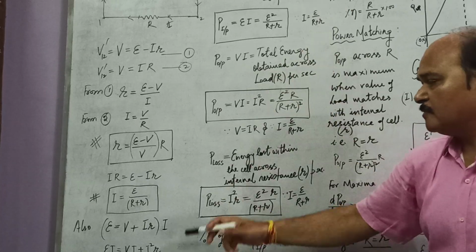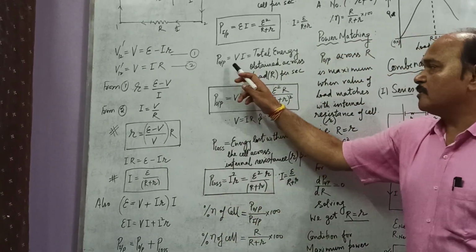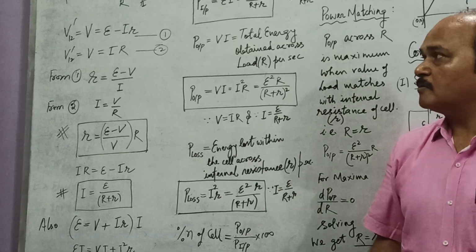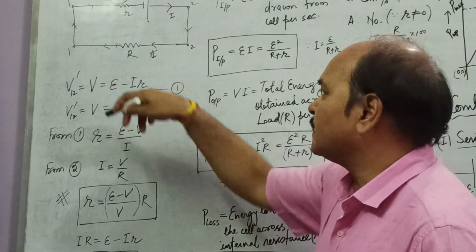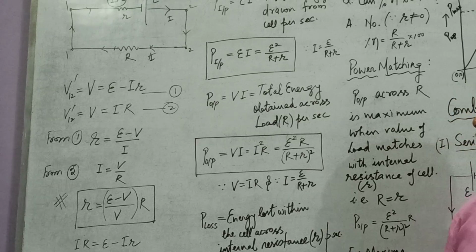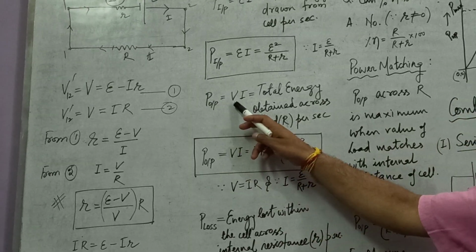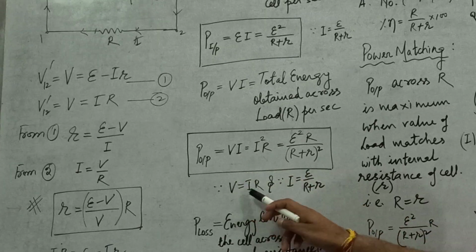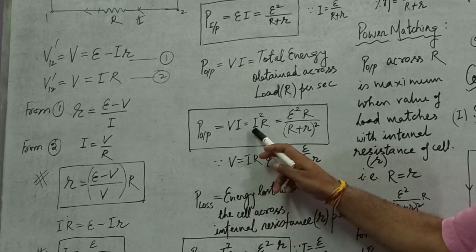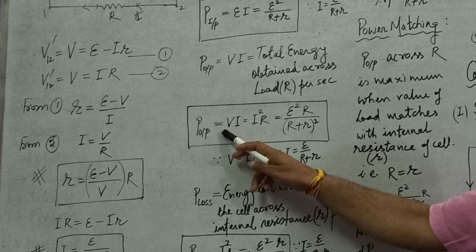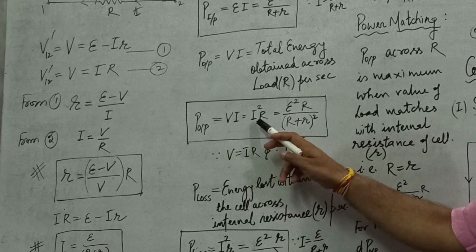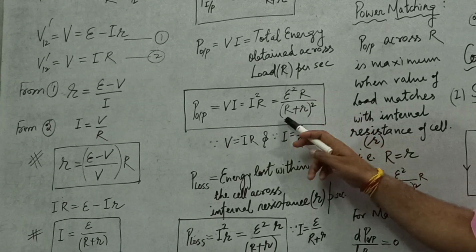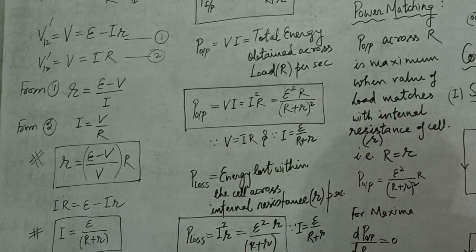The second term, VI, is power output. This power output is nothing but energy obtained across the load per second. P output is what? VI, and if we write V as IR, then what do we get? I square R. And if we write I as E upon R plus r, we get power output as E square R upon R plus small r whole square.